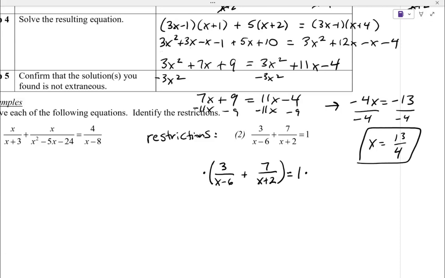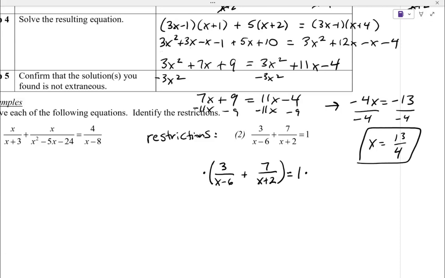Ready to chat about it? Yeah. Okay, so looking at number 2 here, do we need to factor any of the denominators at all? Or are they okay to go? Anything to factor in the denominators? No. Okay. Good. Let's identify the restrictions.